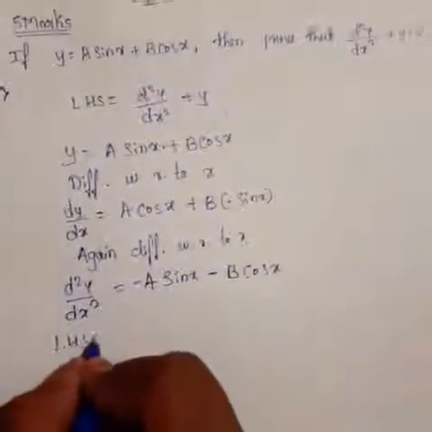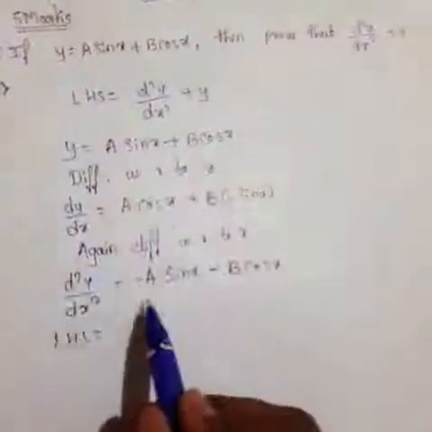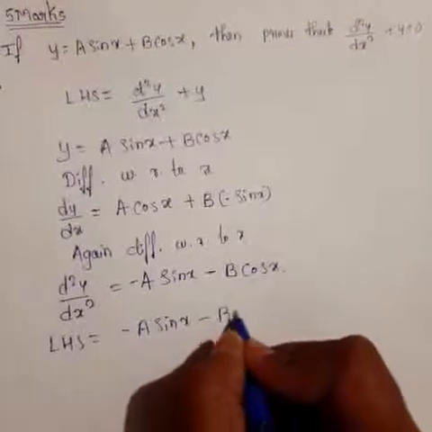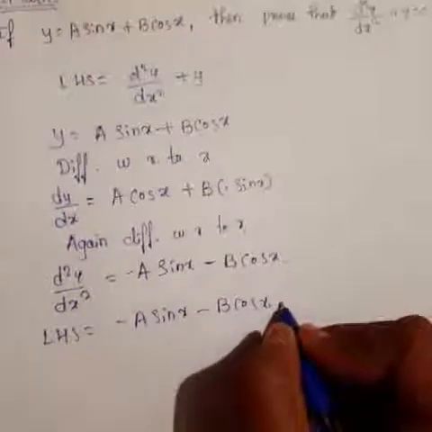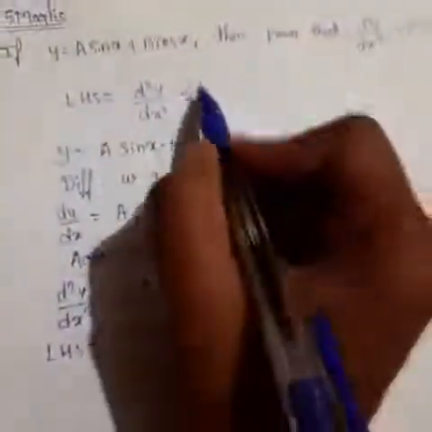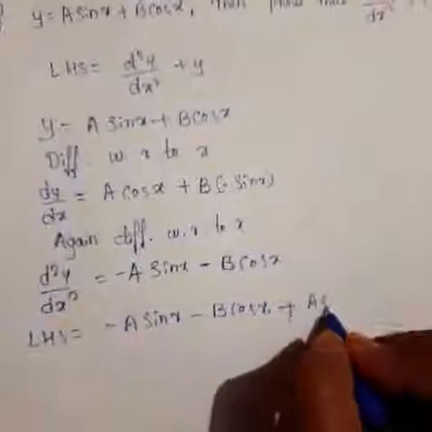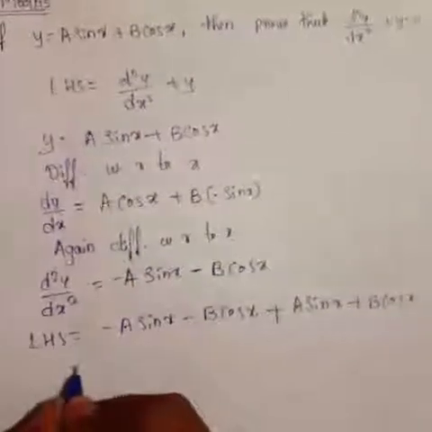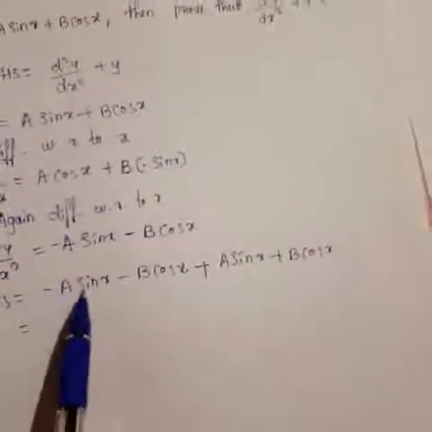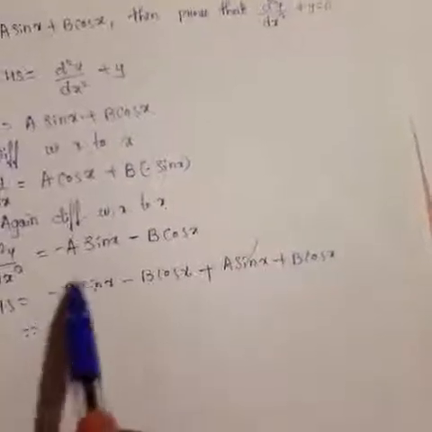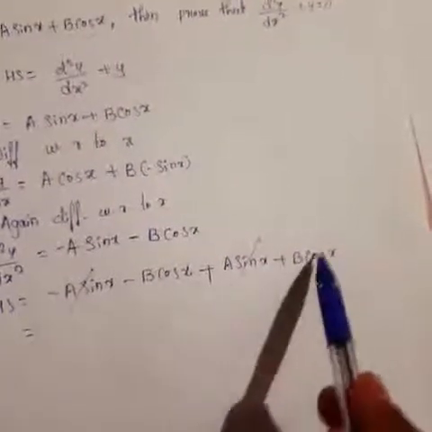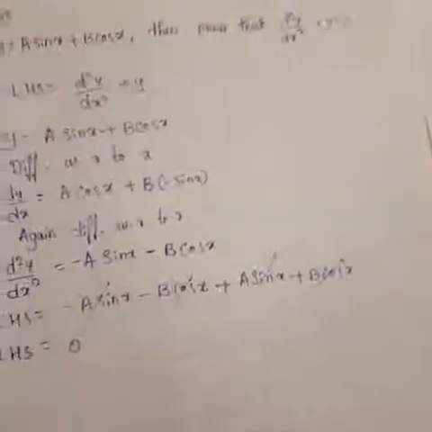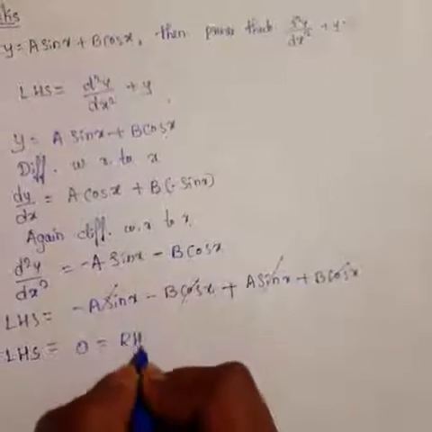In your LHS part, d square y by dx square is there, means you got minus a sin x minus b cos x plus y. The y value is a sin x plus b cos x. Observe here, minus a sin x is there, plus a sin x is there, so they get cancelled. Minus b cos x plus b cos x get cancelled. What remains here? 0. LHS is equal to 0. It means LHS equals RHS.